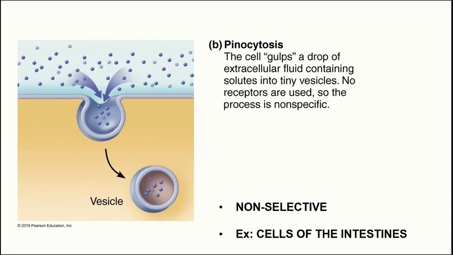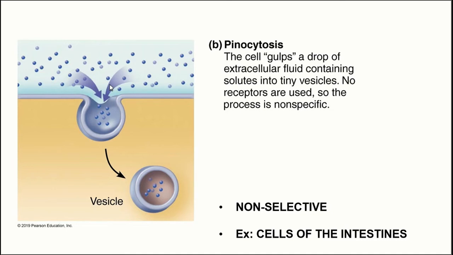Now, in pinocytosis, we see that the cell creates a little bubble or a little vesicle in its plasma membrane, and that vesicle fills with material and fluid from the outside of the cell. And then what happens is the cell fully encloses this vesicle and brings that material into the cell. So essentially what the cell is doing with this process is sampling the extracellular environment.